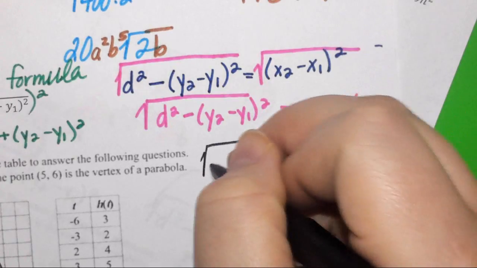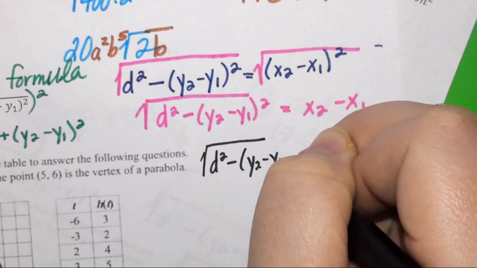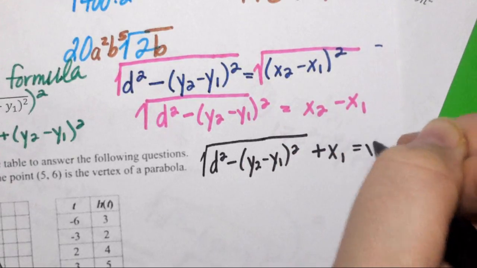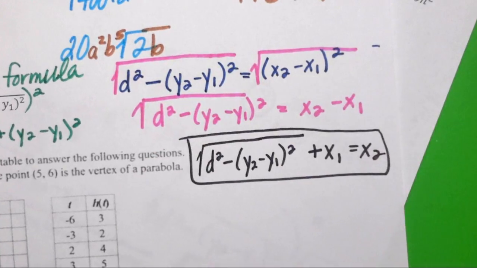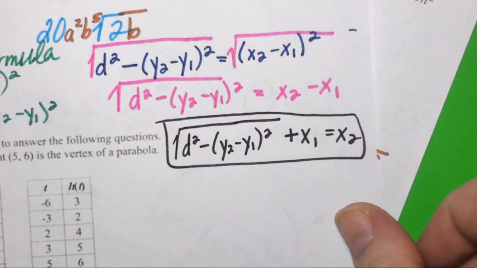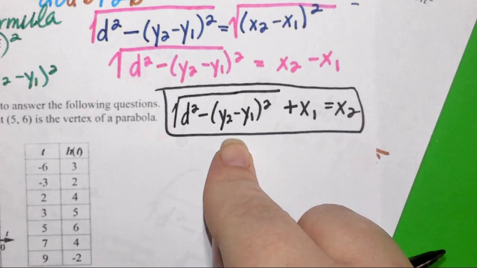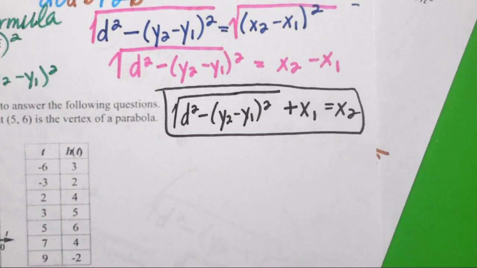If we add x1 to both sides, so we'll still have the square root of d squared minus y2 minus y1 squared, plus x1 equals x2. So it's really a giant pain, and it took a lot of time. But we finally rearranged the formula, so x2 is by himself. Now, why would they put something like that on the ACT? Because a lot of people give up. I mean, it's just checking, do you know your order of operations? But a lot of people give up because of the amount of variables.